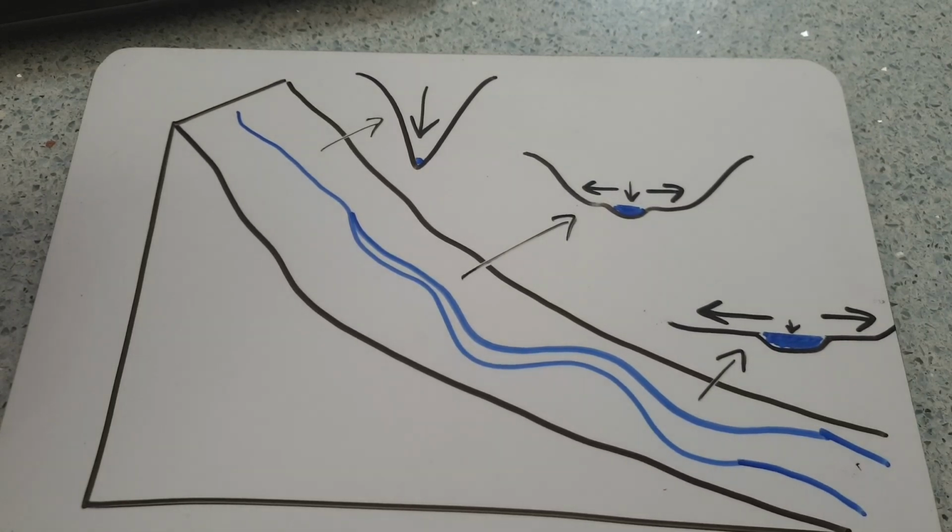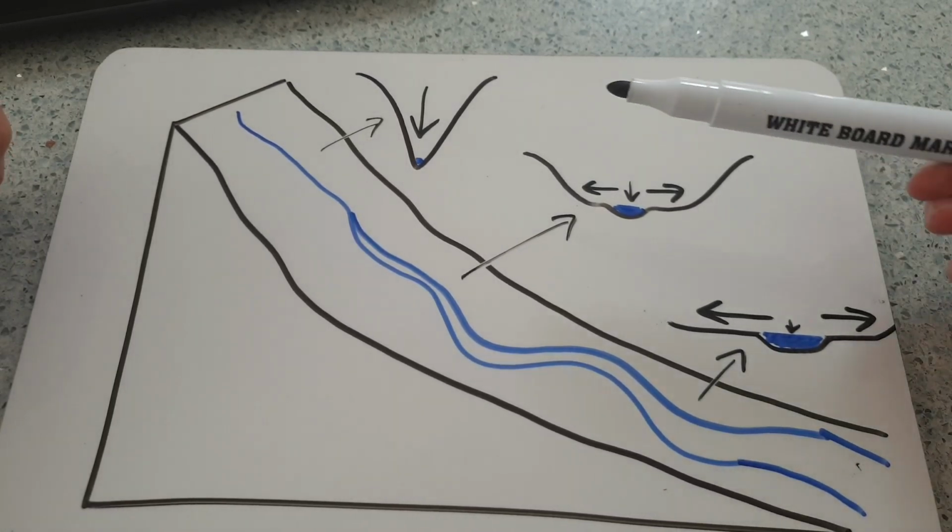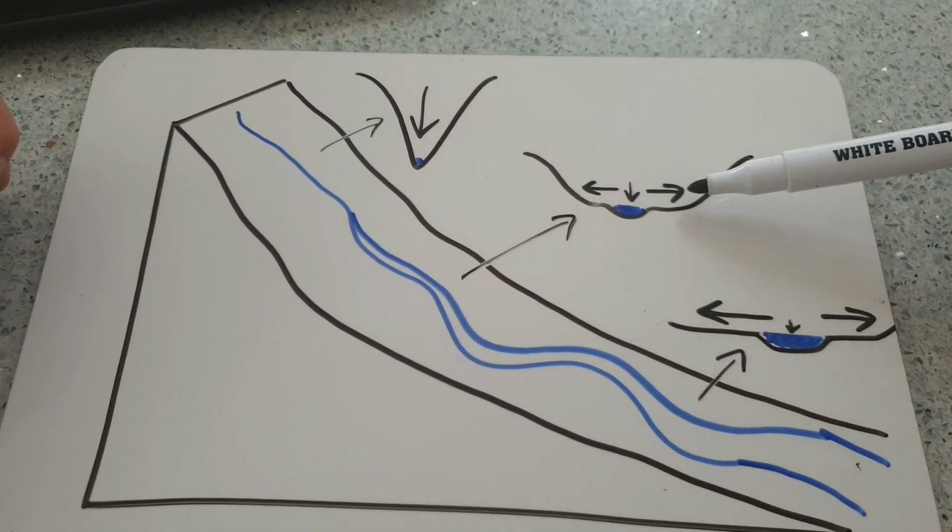Hope that helps. You need to just go and write a little definition of vertical erosion and lateral erosion, and there are some questions to answer on slide 27 and the answers are on slide 28, so have a go at those next.